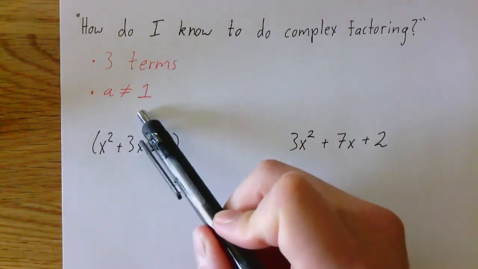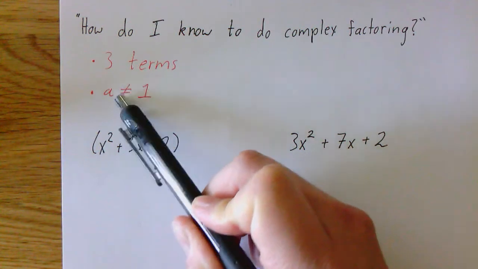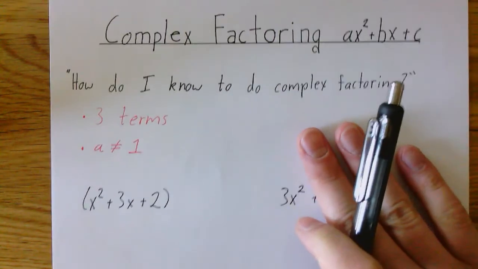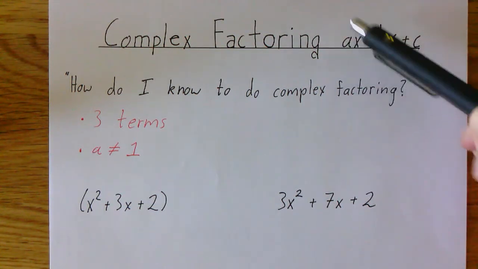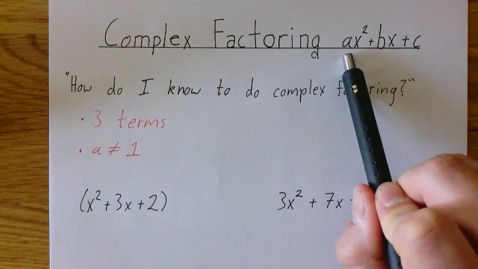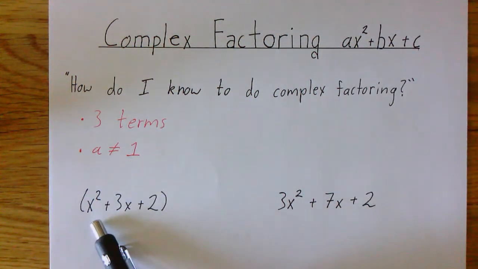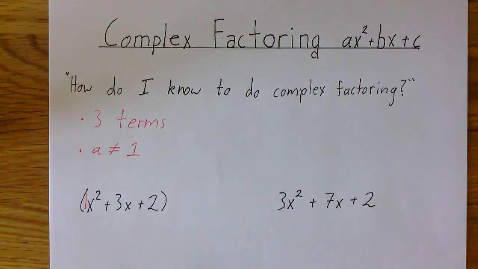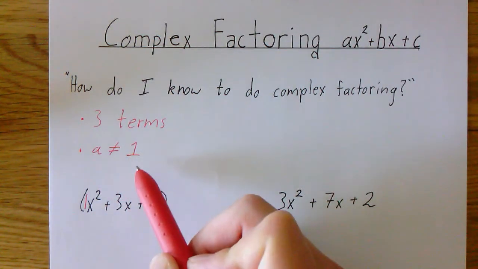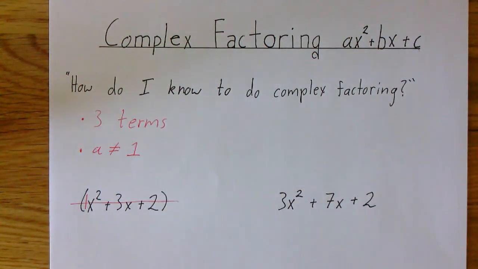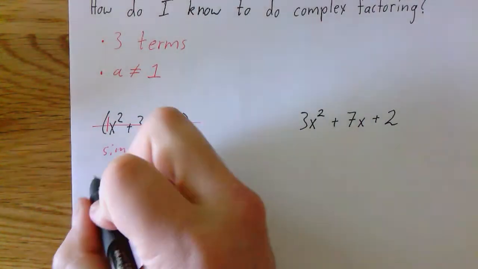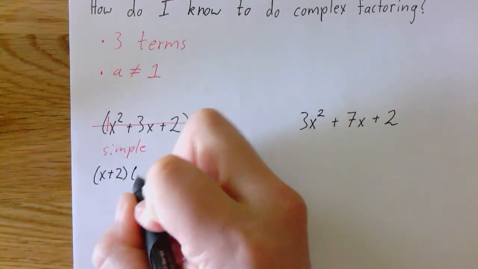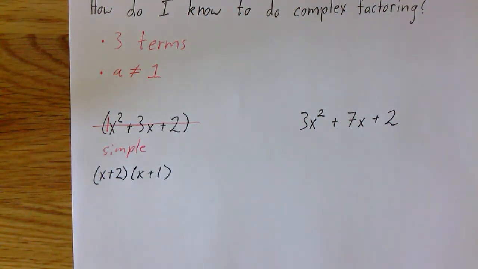The other thing we have to look for is we're looking for an A that does not equal, that's what the little line through the equals means, 1. So if we go back up to this title, A is the number in front of the x squared. So we're looking for, is the number in front of the x squared not 1? If we look down here, this x squared doesn't have a number in front of it. So what that means is that there is an invisible coefficient, and that invisible coefficient is 1. Because this is a 1, we're looking for A not 1. So this is not complex factoring. This is actually simple factoring. This is the easy peasy stuff. And hopefully you all know that you can factor this to x plus 2, x plus 1. So that's how that factors.